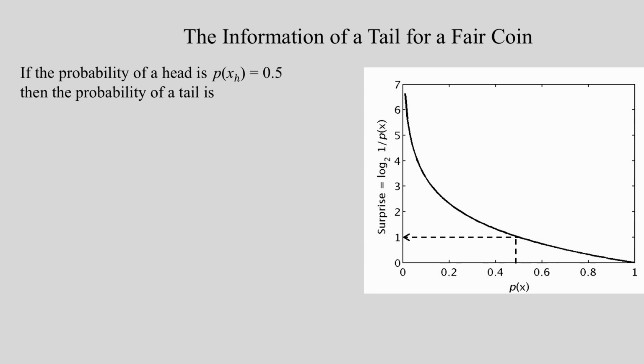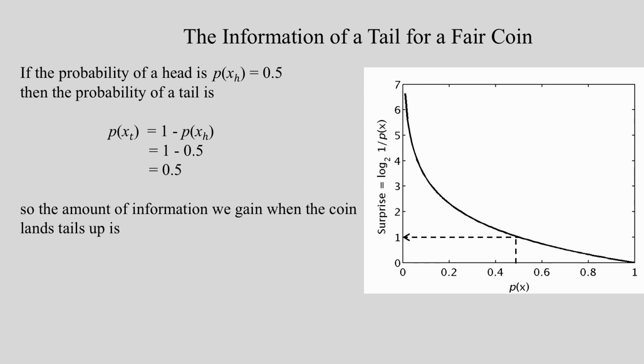If the probability of a head is 0.5, then the probability of a tail is 1 minus the probability of a head. So the amount of information we gain when the coin lands tails up is also 1 bit.